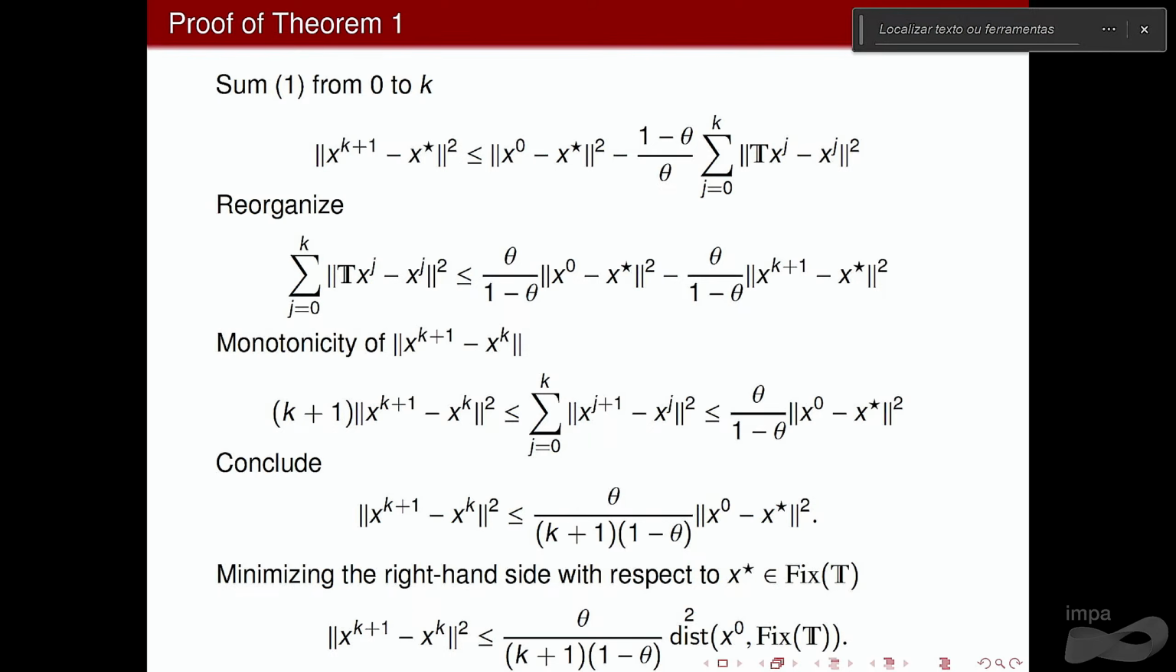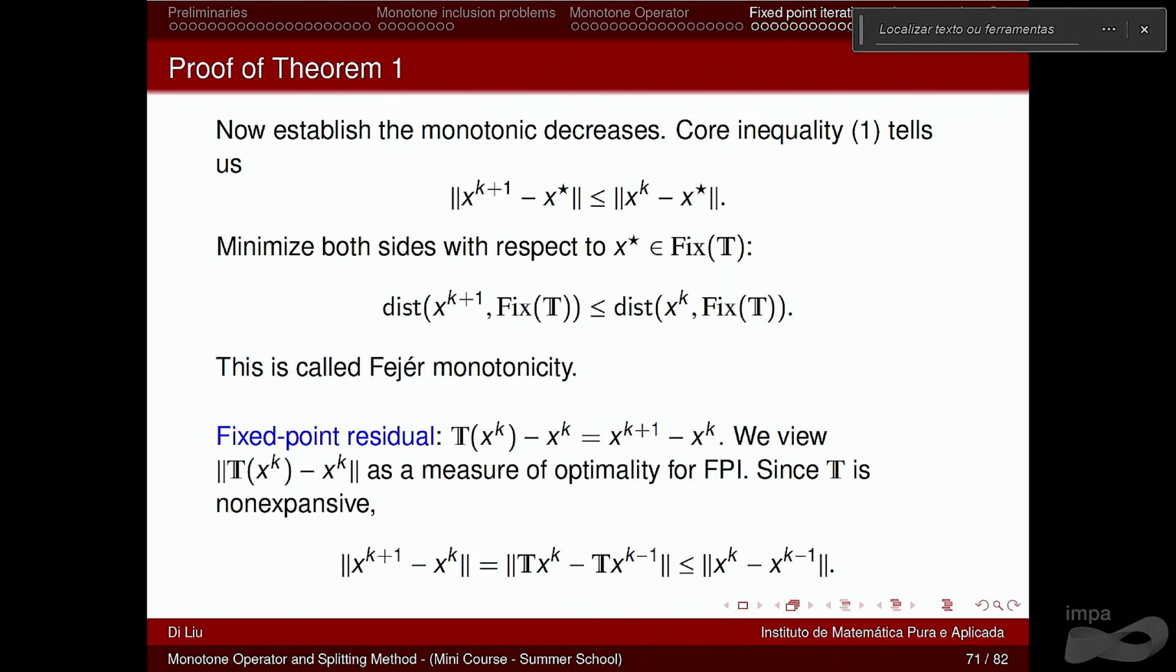We have analysis among all these terms here. The distance, xk plus 1 minus x star, is decreasing, let's say here. The norm of xk plus 1 minus xk is less than the norm of xk minus xk minus 1. It's monotonically decreasing. This is because the operator T is non-expansive.